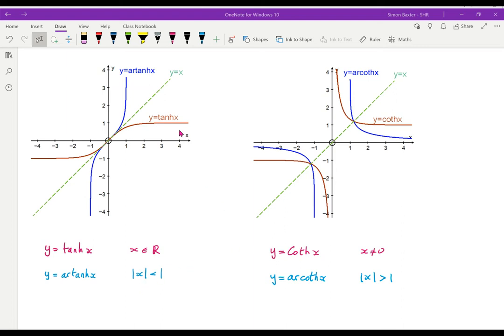Y equals coth x is 1 over tanh x. That is defined everywhere except x equals 0. And as you come down with coth x, it comes down to but never reaches 1. It's always bigger than 1, and it's always smaller than -1. So when we reflect that graph in y equals x, the blue graph will always be outside -1 to 1. Y equals arcoth x, mod x must be greater than 1.